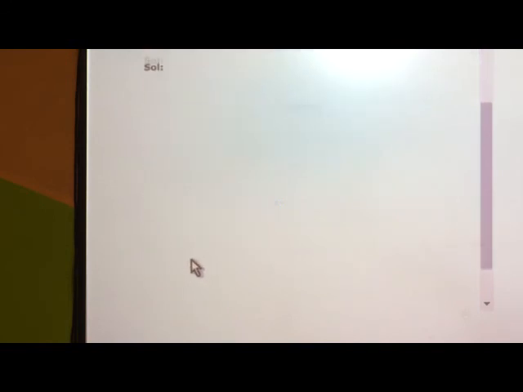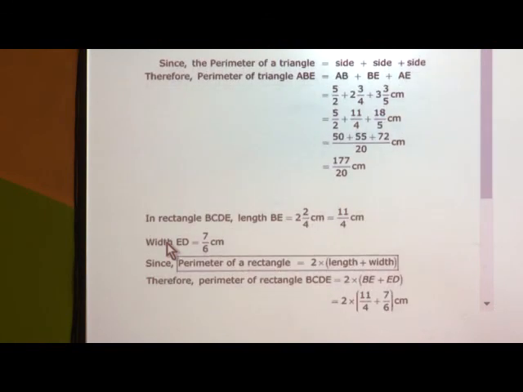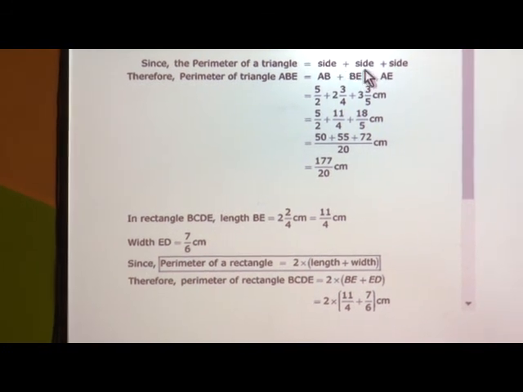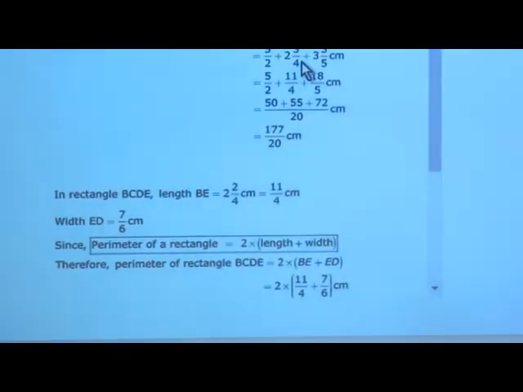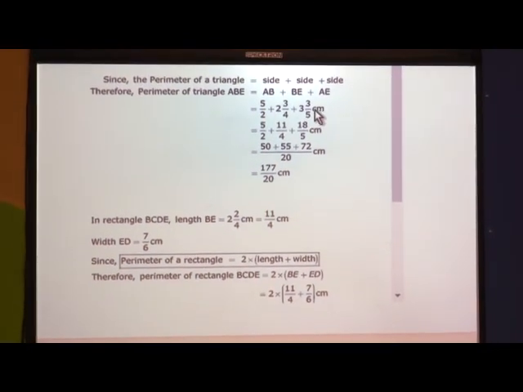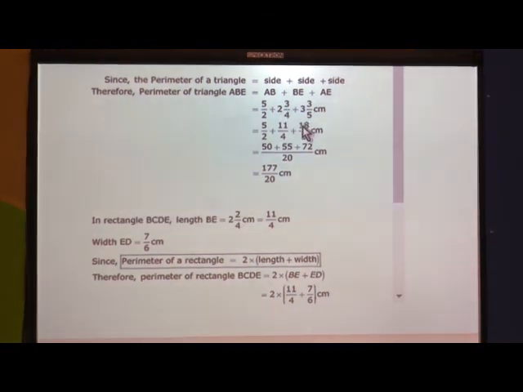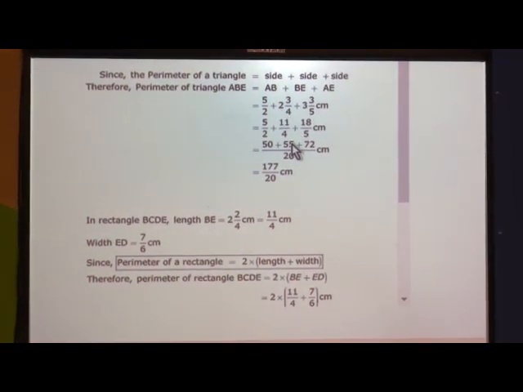Now, we will go step by step and find the values. Do you know the perimeter of a triangle? It is S plus S plus S, or side plus side plus side. Because a triangle has 3 sides, for the perimeter we have to find side plus side plus side. You know the formula now. I told you that whatever mixed fractions are given should first be converted into improper fractions.